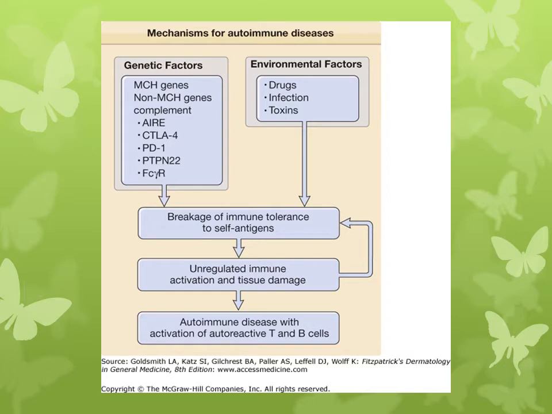So one or more of these factors can cause breakage of the immune tolerance to self-intracellular components that became self-antigens. And this affects immune activation and leads to tissue damage. And this ends in the autoimmune disease with the activation of autoreactive T and B cells that release the anti-nuclear antibodies.